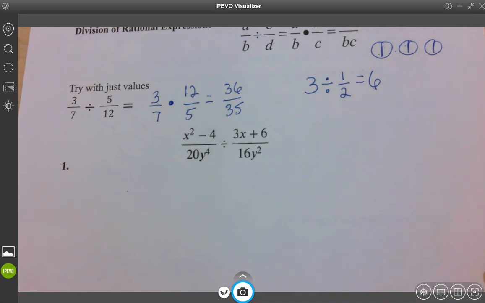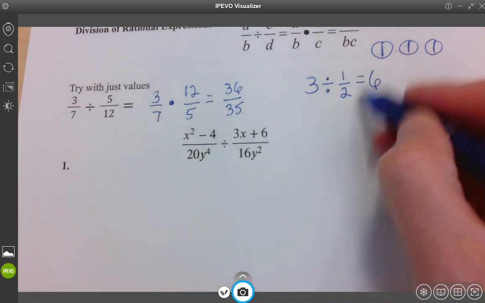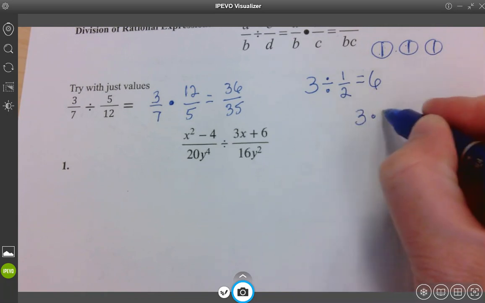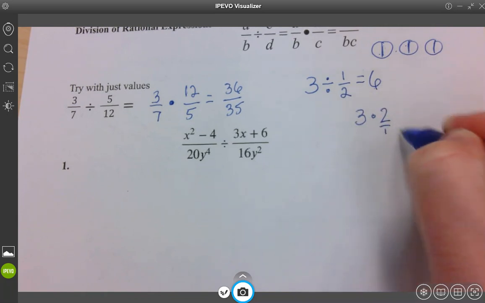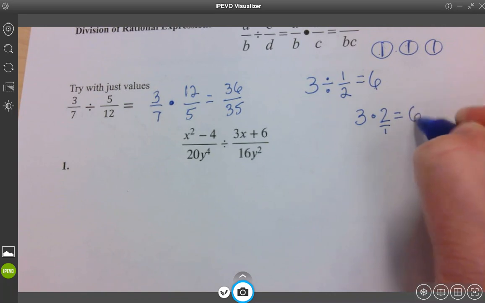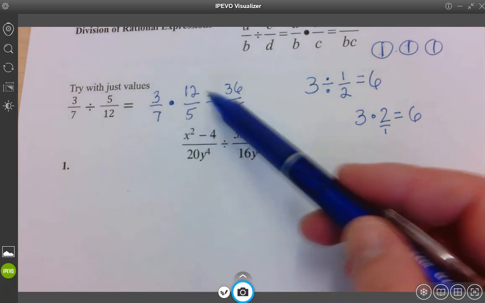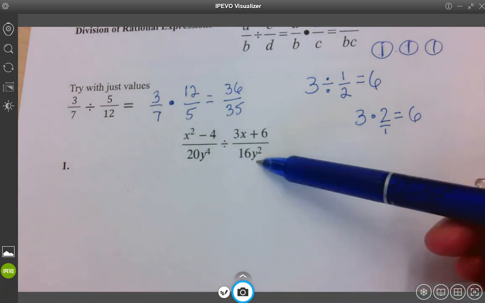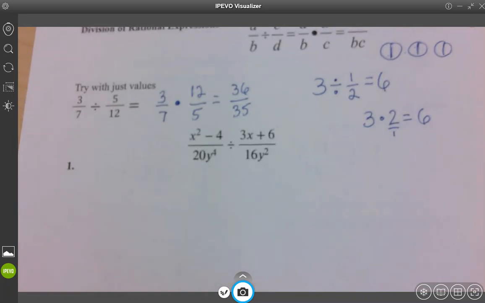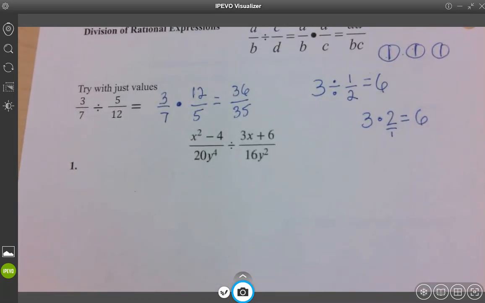Another way to think of that problem is to flip this, and you get 3 times 2/1, or just times 2, equals 6. So dividing by a fraction is the same as multiplying by its reciprocal. We have to add that step in here. It's just one more step to add in. It actually doesn't make it any harder, just longer.